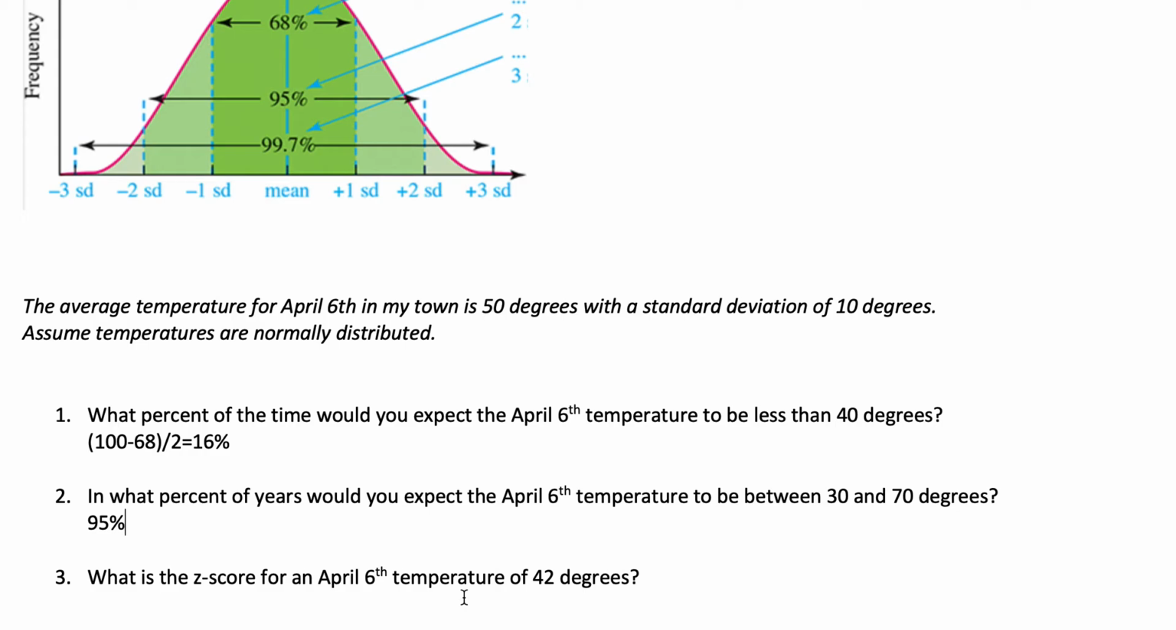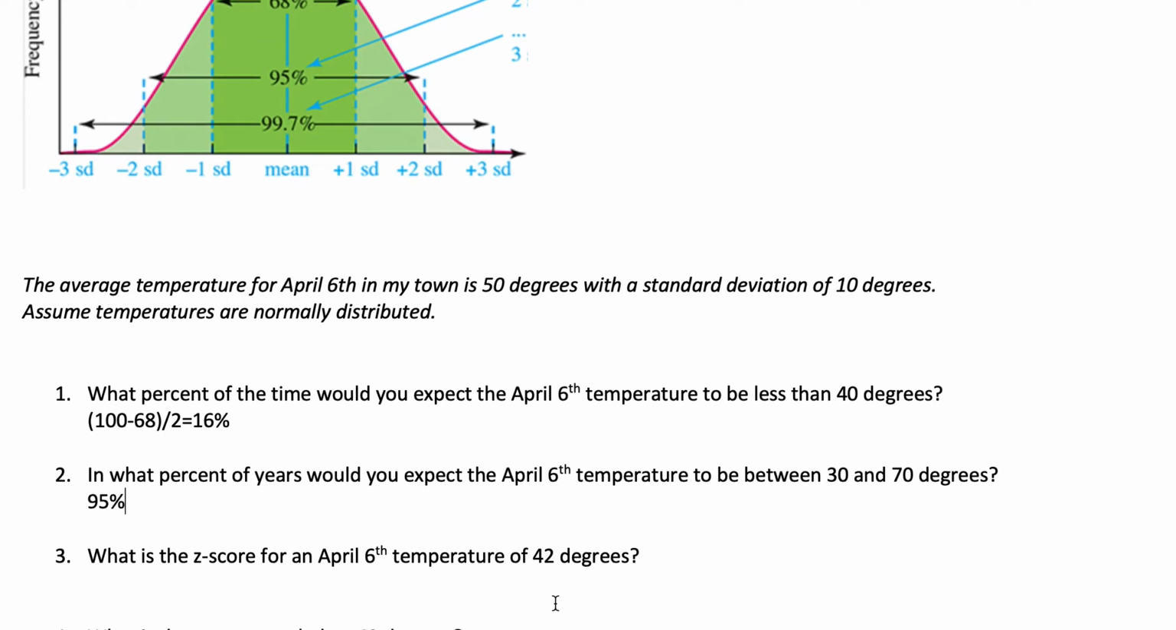Now this general rule of 68, 95, 99.7 works well if it's exactly 1, 2, or 3 standard deviations above or below the mean. But if we have a temperature like 42 degrees, which is not an even standard deviation, then we should use a z-score. So this question is, what is the z-score for an April 6th temperature of 42 degrees? So that's 8 degrees below the average.